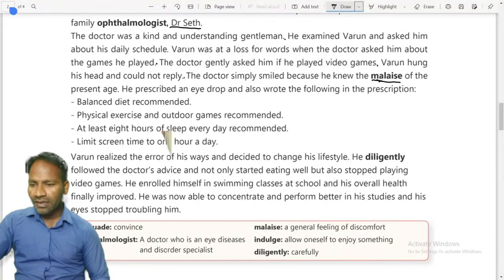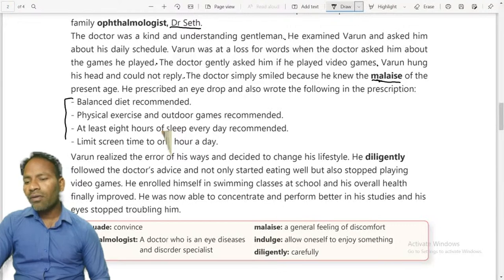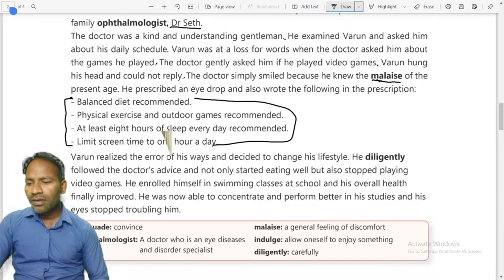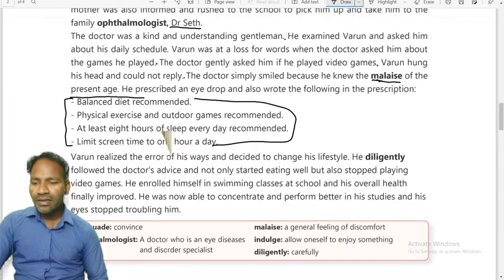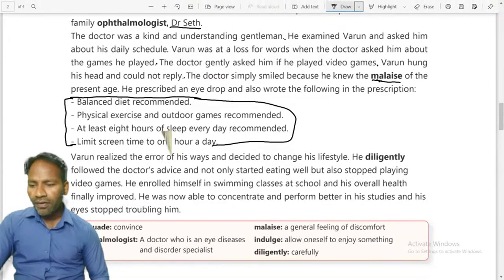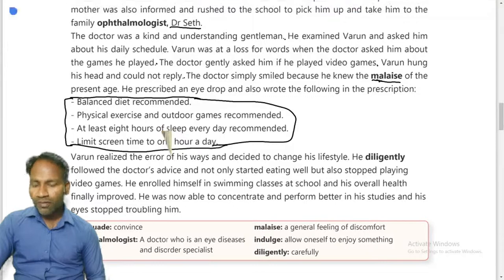What were the tips? See the tips. I know that these tips are not for Varun only. This is the real learning from this lesson. Dear all, the tips that the doctor has written are not only for Varun. I'm telling you, the tips are for all of us who play video games.